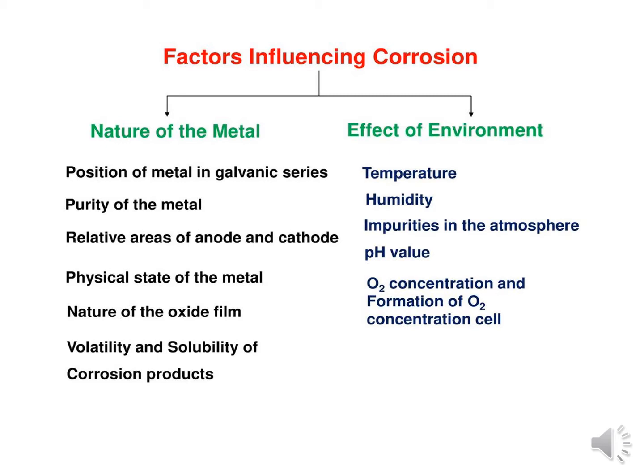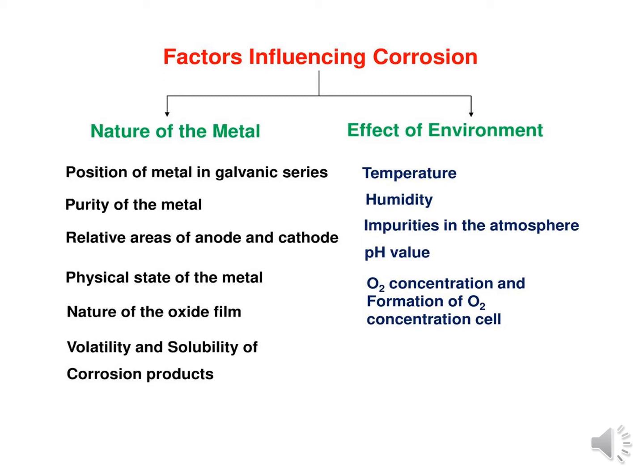Which factors influence corrosion? That depends upon the nature of metal as well as the effect of environment. Metal reacts with the environment and the product is corrosion, destruction. So the rate of corrosion depends upon the nature of metal as well as the environment. In nature of metal: position of metal in the galvanic series, purity of metal, relative area of anode and cathode, physical state of metal, nature of oxide film, volatility and solubility of corrosion product. These factors change the rate of corrosion. If we know which factors increase the rate of corrosion, we can take precautions accordingly while using the metal. Therefore, we are going to learn the factors which increase corrosion rate.